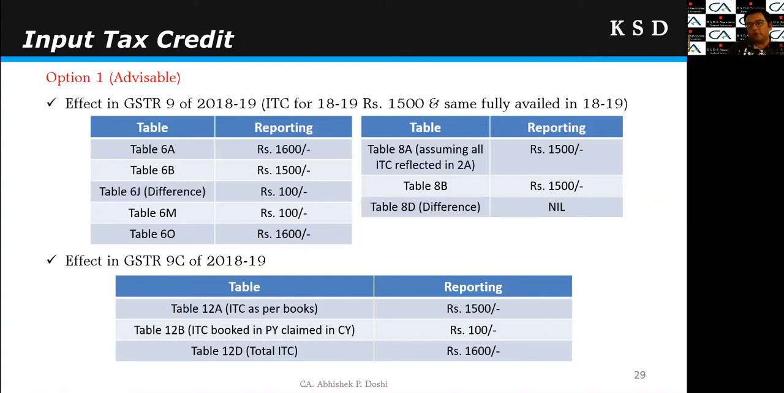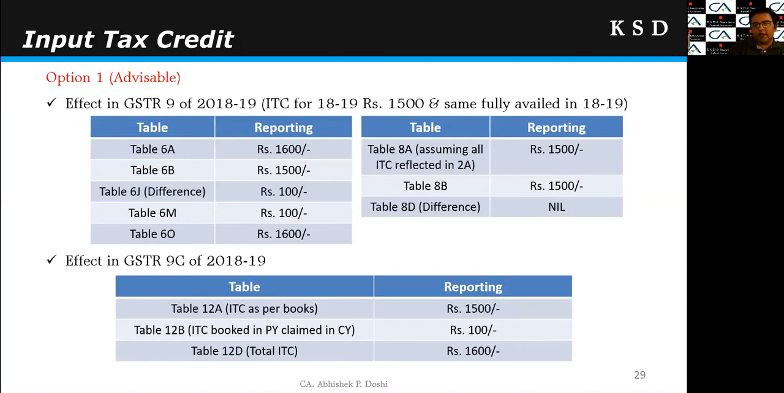Here the advantage would be now in table 8, comparison of ITC as per GSTR 2A, assuming that all ITC has been reflected in GSTR 2A. So ITC as per 2A will be 1500. In 8B, the figure will go from the 6B. So in 6B, I have reported 1500 only, so in 8B also it will come as 1500. So here 1500 will be matched with 1500 and there will be no difference in 8B.